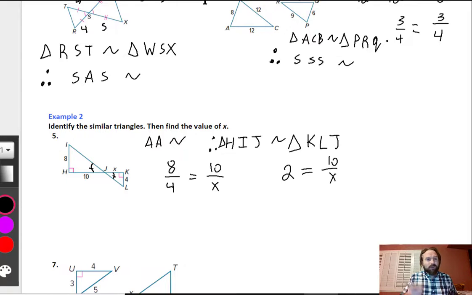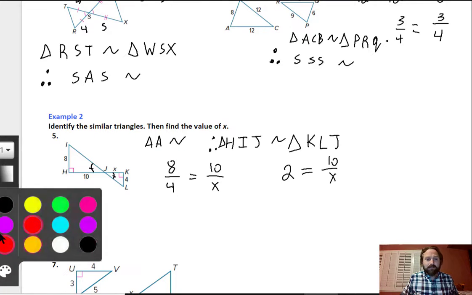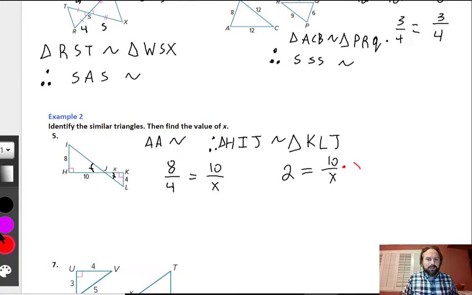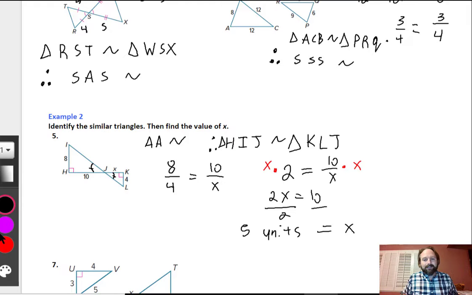Now, I don't need to do the cross product or anything. What I'm going to do is multiply by x on both sides. 2 times x is 2x is equal to 10. Now, I know it's going to equal 5 because 2 times 5, but let's divide by 2 on both sides, and I get 5 units is equal to x. All right, let's go on.